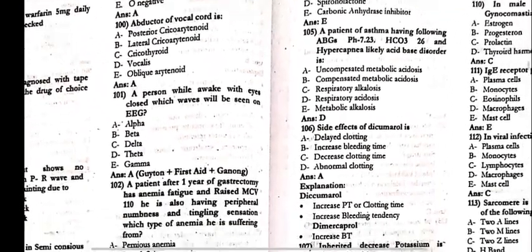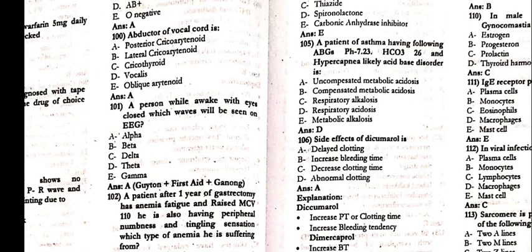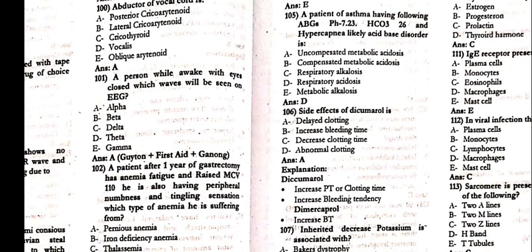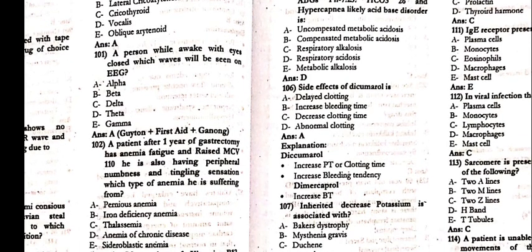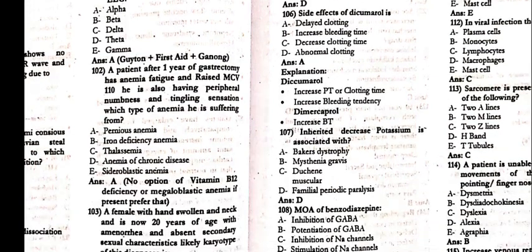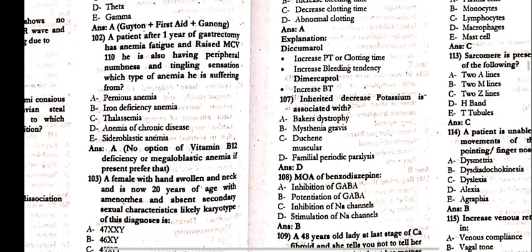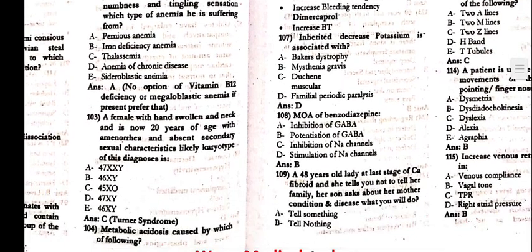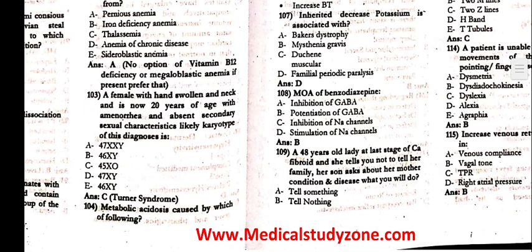The abductor of the vocal cord is the posterior cricoarytenoid. Next, 101: the patient while awake with eyes closed, which waves will be seen on the EEG? That is the alpha waves. Patient after 1 year of gastrectomy has anemia, raised MCV and peripheral numbness, tingling sensation. What is the anemia he is suffering from? He is suffering from pernicious anemia, or vitamin B12 deficiency anemia.